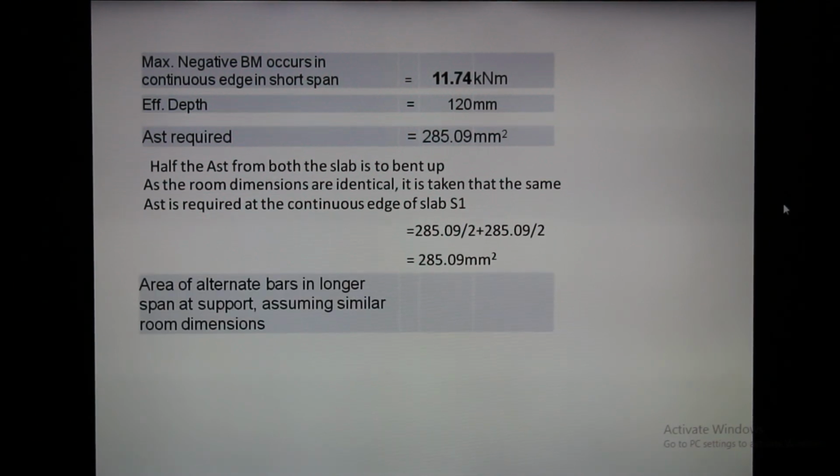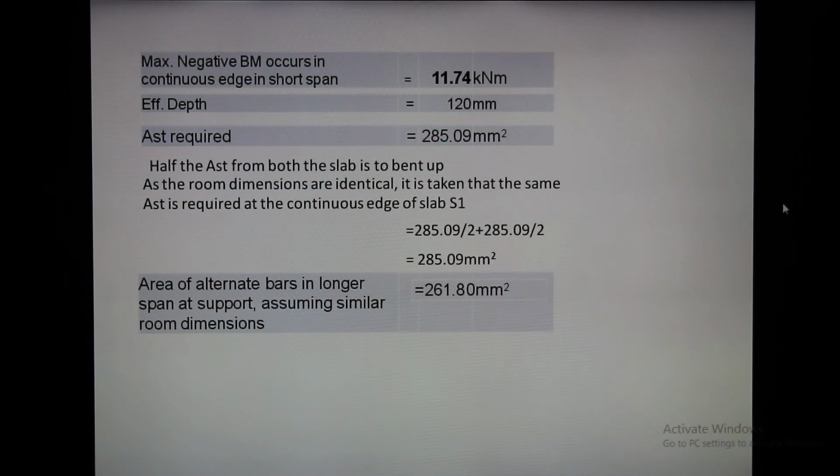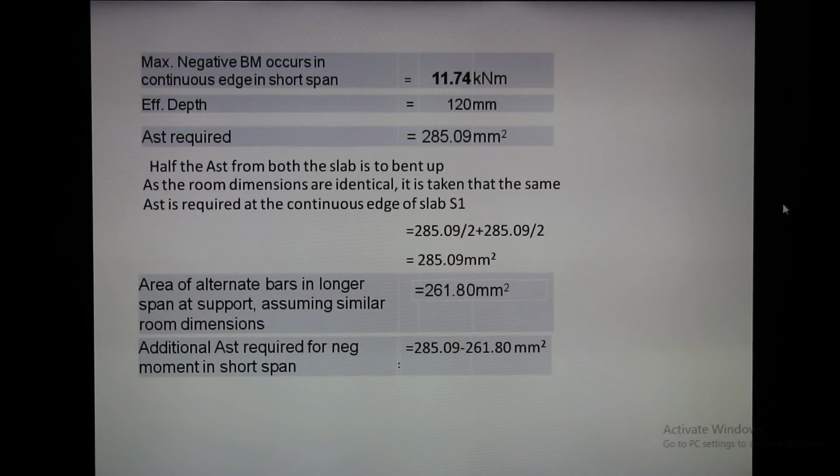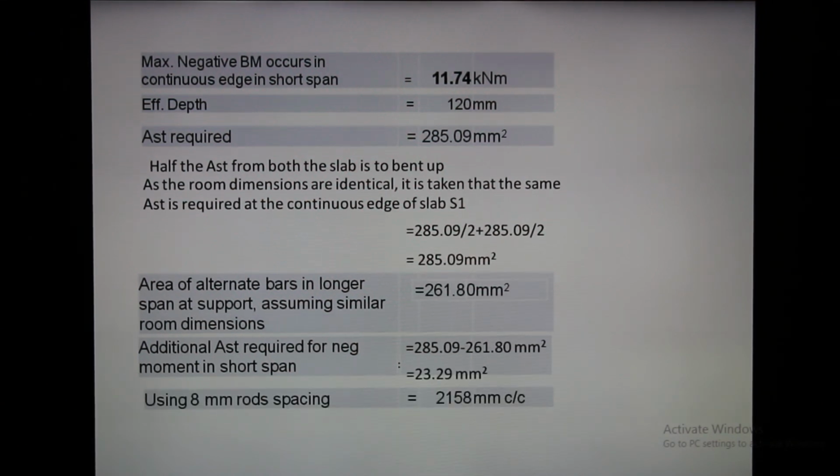Area of alternate bars in the longer span at the support, assuming similar room dimensions, is 261.8 mm square. Already we have found out the value of steel. So half this way, half that way. If we take it, it is 261.8 mm square. So additional reinforcement required to satisfy the negative bending moment at the short span is 285.09 minus 261.8 mm square, that is 23.29 mm square. That is the additional reinforcement we have to provide.